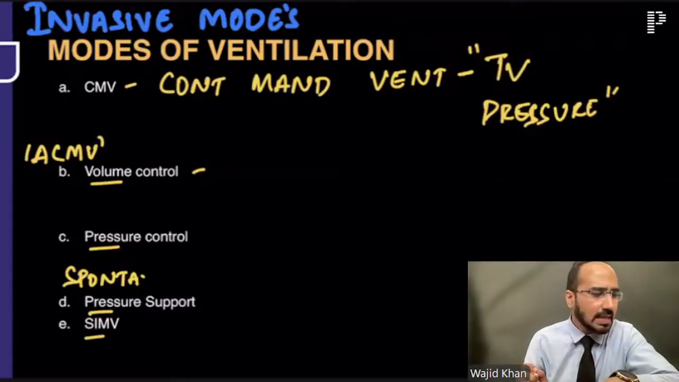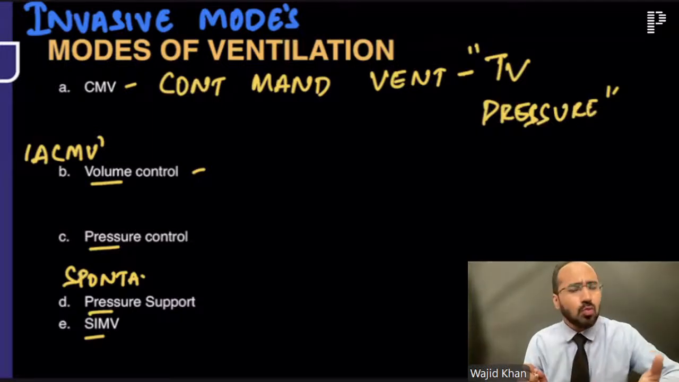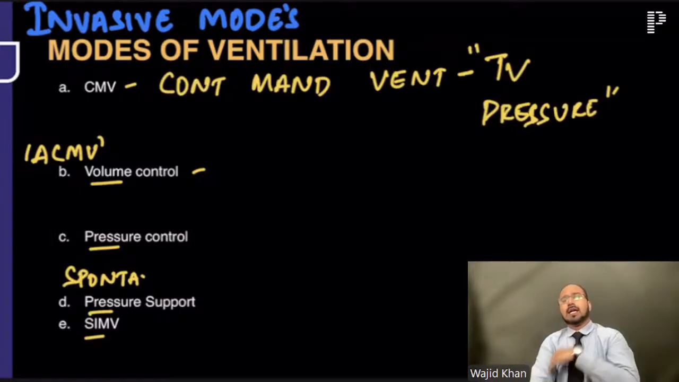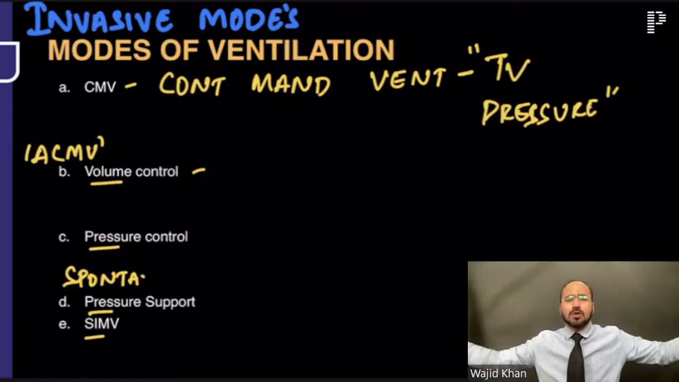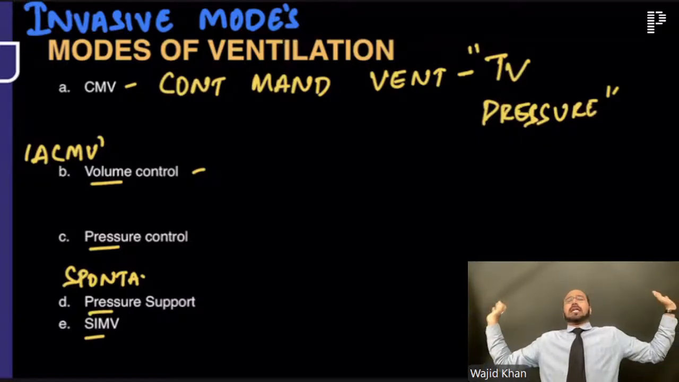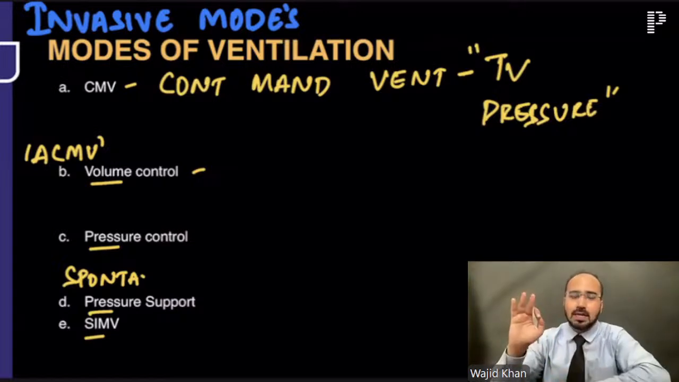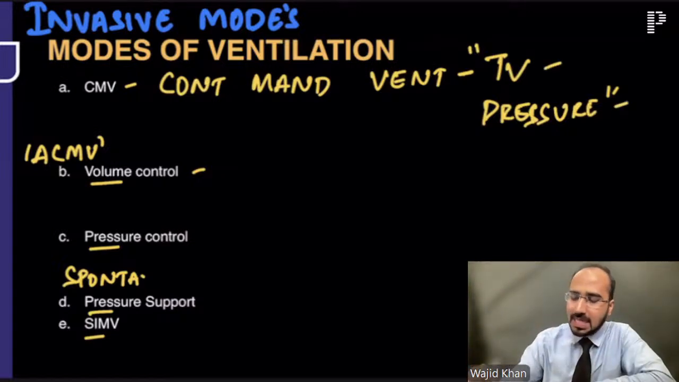It's basically like, imagine, guys, if you sit in a Tesla car, it is a driverless car, AI generated and all. You will be sitting at the back seat. The car will take you to your destination. Are you driving? No. Continuous mandatory ventilation is also like a Tesla car. Why? Because in continuous mandatory ventilation, the patient has to do nothing. He doesn't have to breathe. He just has to sit and relax. The ventilator will take care of his tidal volume and the pressure.